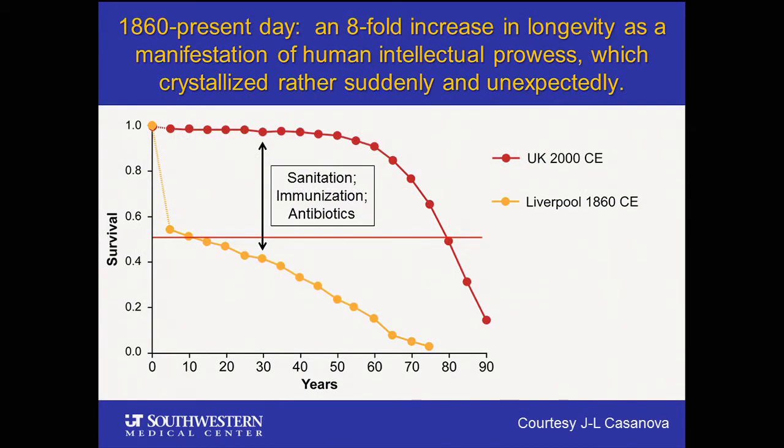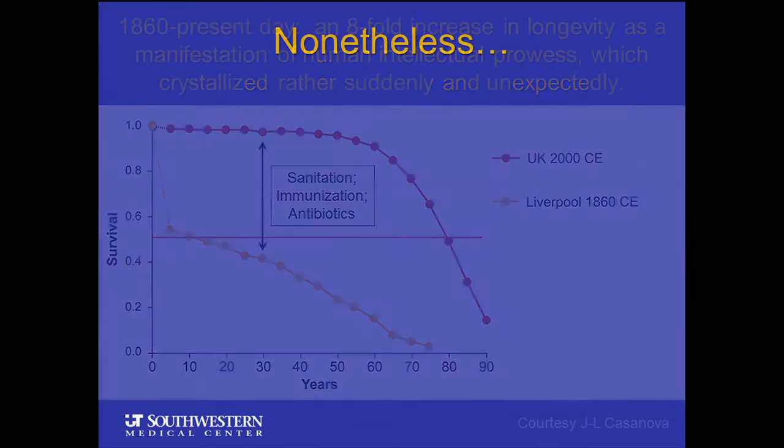Our lifespan has increased about 8-fold on average since the last 150 years. And much of this has to do with the implementation of an evolved evolutionary prowess in thinking and reasoning and recording what we know, and all of this crystallized rather suddenly and unexpectedly. In fact, it's questionable just how much farther we can go, but certainly we can be optimistic that we can improve the human condition even more.